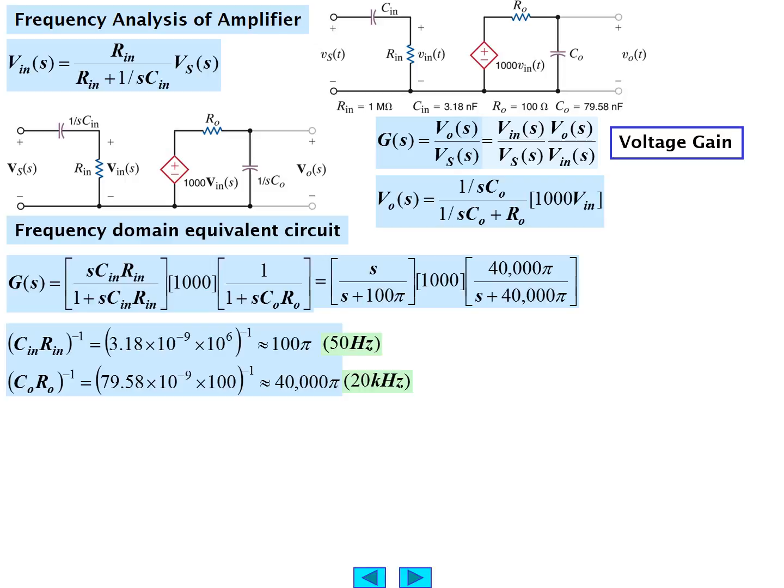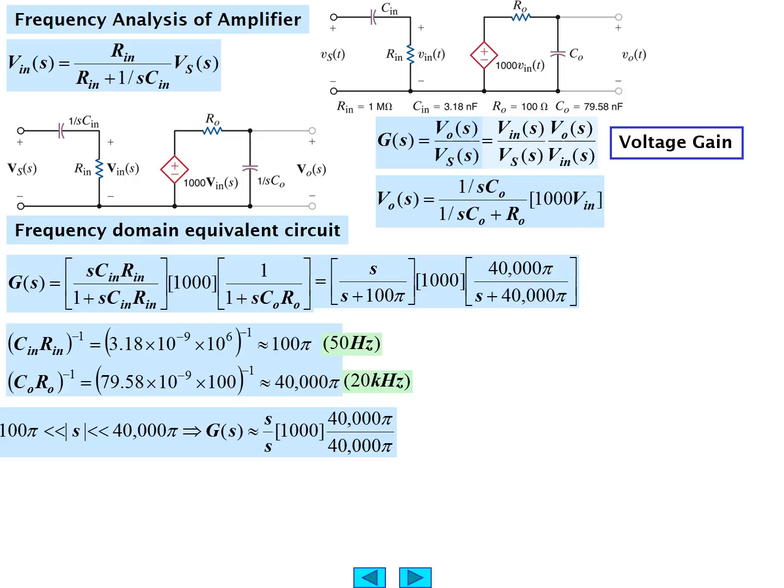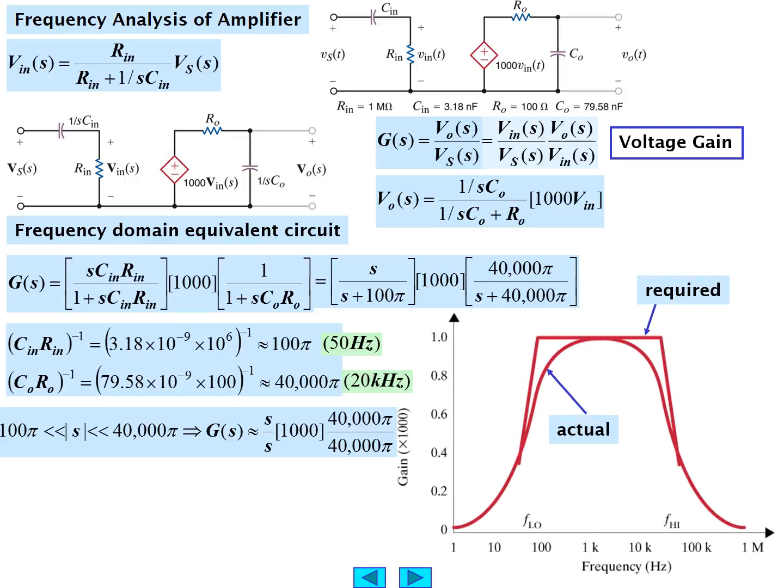We can then recast this in those terms, so the equation becomes G of S is equal to S over S plus 100 pi, times 1,000, times 40,000 pi over S plus 40,000 pi. So the magnitude of S then goes between 100 pi and 40,000 pi, and therefore G of S can be rewritten approximately as S over S times 1,000 times 40,000 pi over 40,000 pi. We're just making a simplification, if you will. And therefore we can plot the actual response, which is not going to be flat because we only have a very simple amplifier here, against the specifications or the required response, and that's what it would look like.